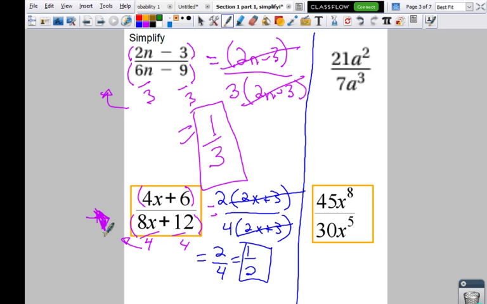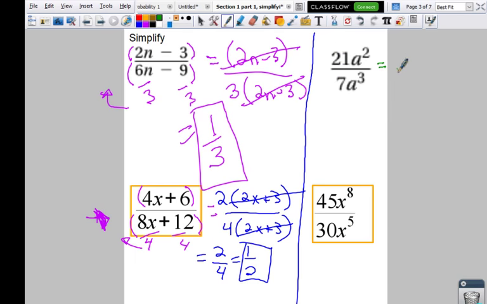Okay, I got 21a squared over 7a to the third. So, when I have some pluses and minuses, I want to factor them out like I did right here. There's no pluses or minuses here, right? So, what I'm going to do is split these apart, kind of like we did when we looked at square roots.